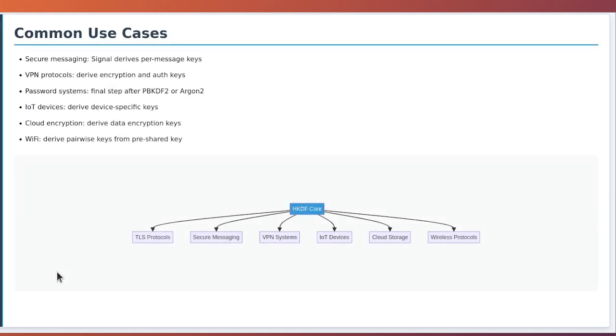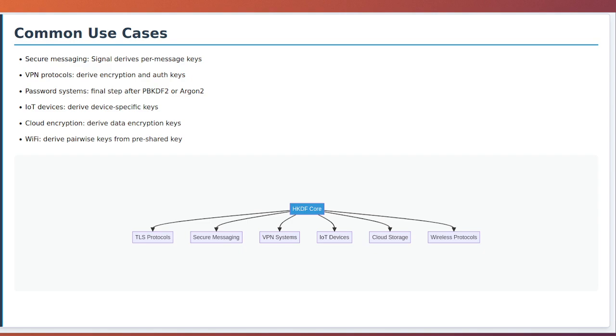Common use cases. HKDF is used in numerous cryptographic protocols and applications beyond just TLS. Let's explore some common use cases. First, secure messaging applications like Signal use HKDF to derive message keys from conversation keys, ensuring that each message is encrypted with a unique key. This provides forward secrecy, meaning if one message key is compromised, previous and future messages remain secure.